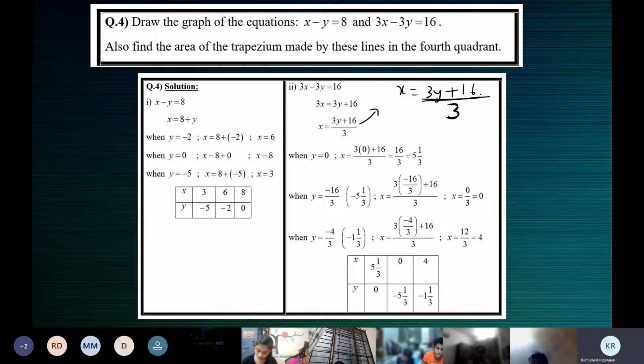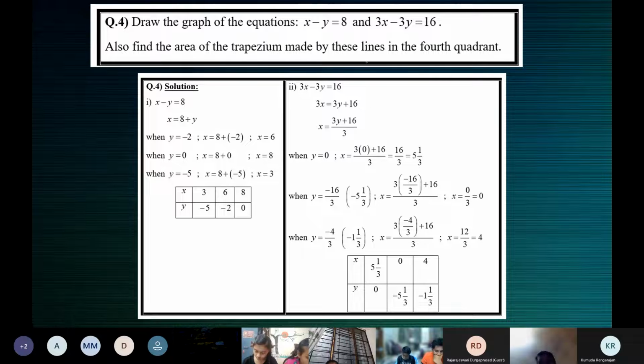Is that clear? That is the value of 3y plus 16. When you work out 3y plus 16, you should get 0. Not y is 0. When you work out the value of 3y plus 16, the numerator itself should become 0, or the numerator should be a multiple of 3 because the denominator is 3. Am I clear there? Yes, ma'am. Somewhat clear. Okay, now see here.